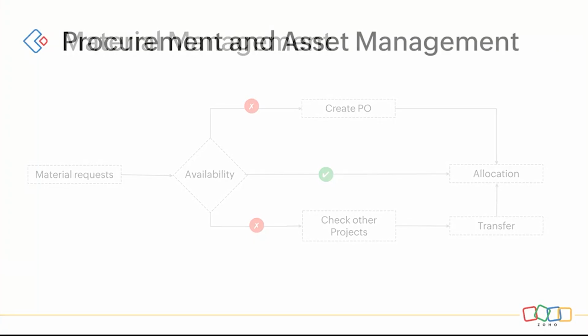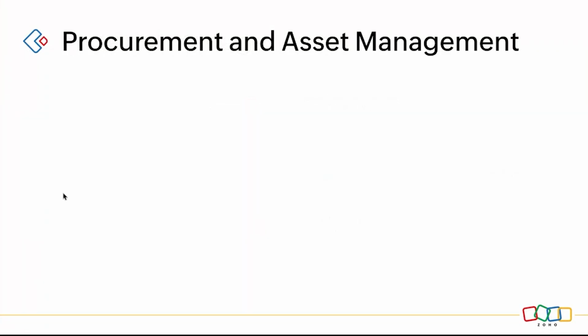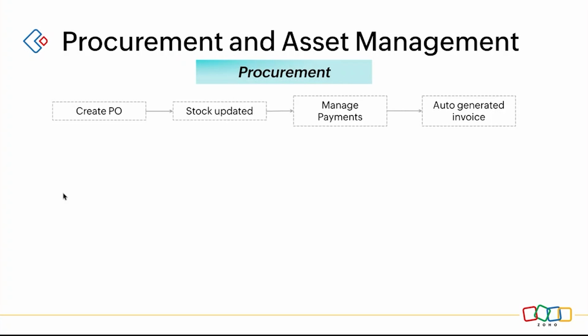And next comes the procurement and the asset management. The procurement is going to be very simple. Whenever a material request needs a purchase order to be created, the procurer will create the purchase order, and he will update the stock in the inventory, and he will manage the payments. The invoice will be generated automatically for each and every purchase order and the stock that is transferred between the organization and the vendors. And next is the asset management.